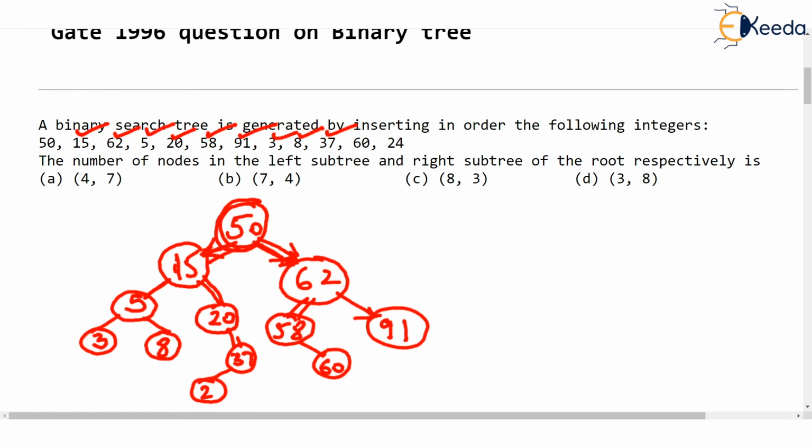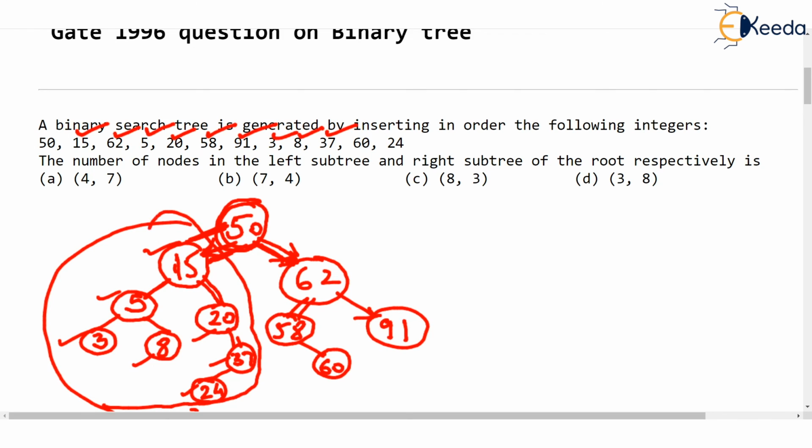And that's it. They are now asking how many nodes are in the left subtree of the root. The number of nodes is 1, 2, 3, 4, 5, 6, 7, all in this left branch of 50. So there are 7 nodes in the left subtree. And how many nodes are in the right subtree of the root? 4. So 7 comma 4 is the option. That's it for the GATE 1996 question. Thank you very much.